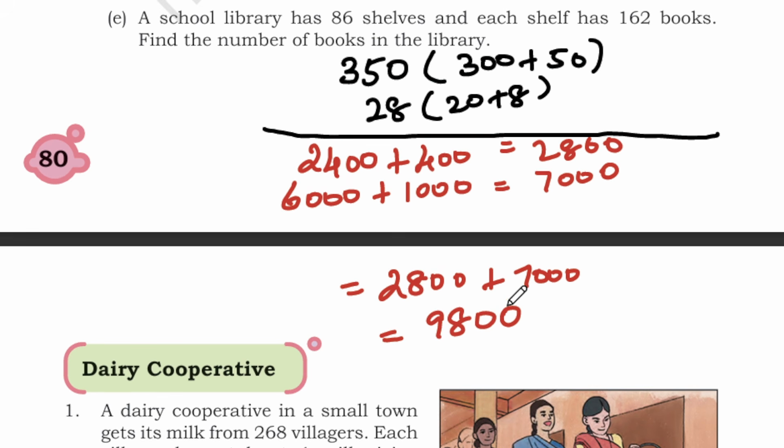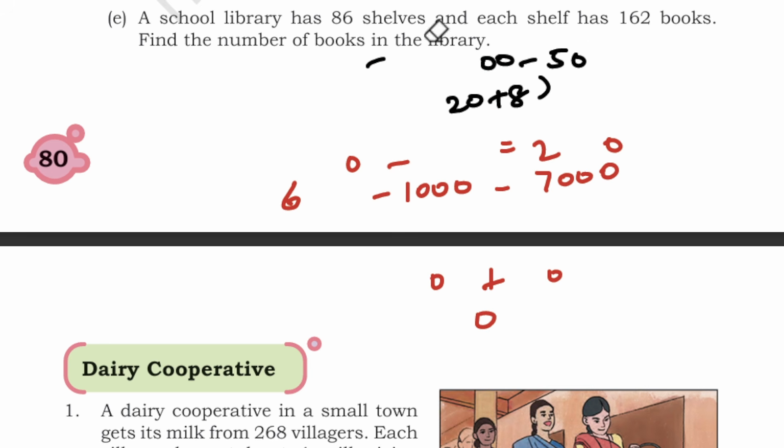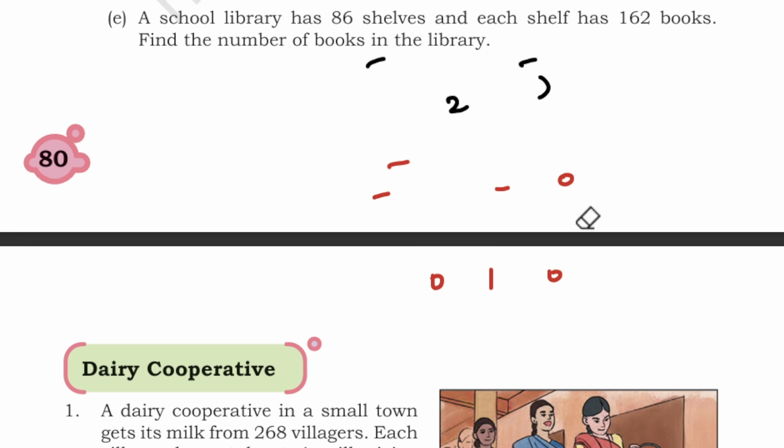Okay. So next question, a school library has 86 shelves and each shelf has 162 books. Find the number of books in the library. Okay, again I'll erase this. Erase everything. Okay, again I'm going to use John's method. Take black one.